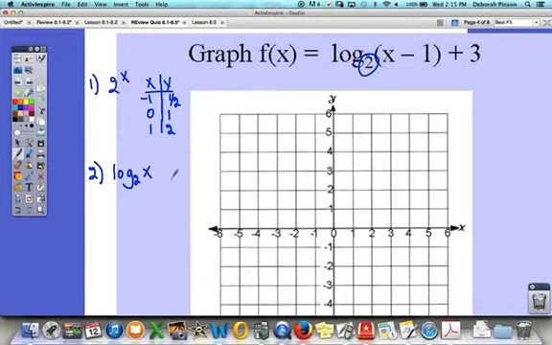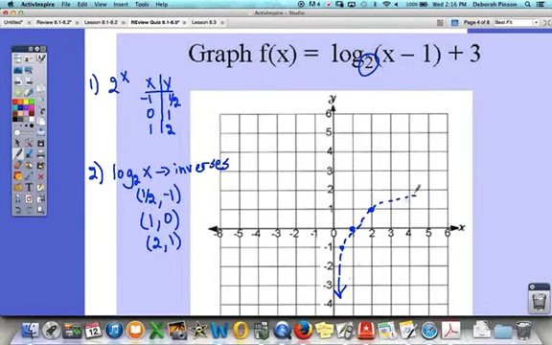To get it into logarithm form, I'm going to do inverses. So I'm going to take these points and switch them. So 1/2, -1, see how I switched that? 1, 0, switch that, and 2, 1. Now I am actually going to plot those points. So 1/2, -1, 1, 0, 2, 1. And same as I did before, I'm going to just use a dotted line because this isn't my final answer.